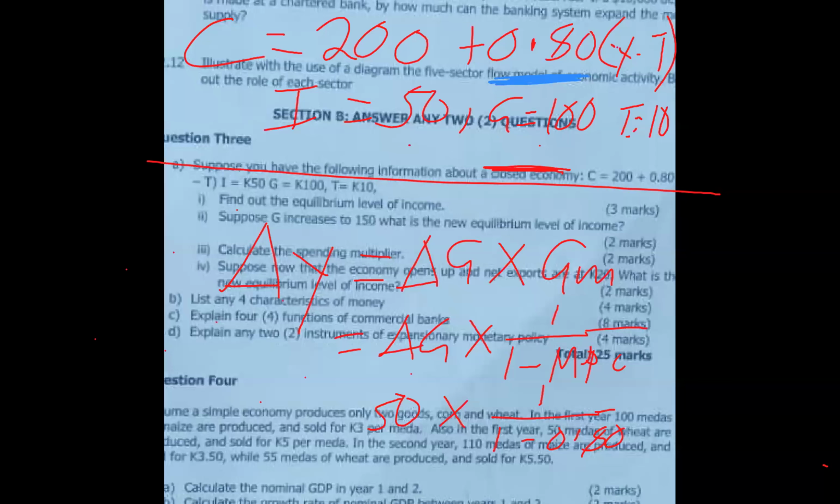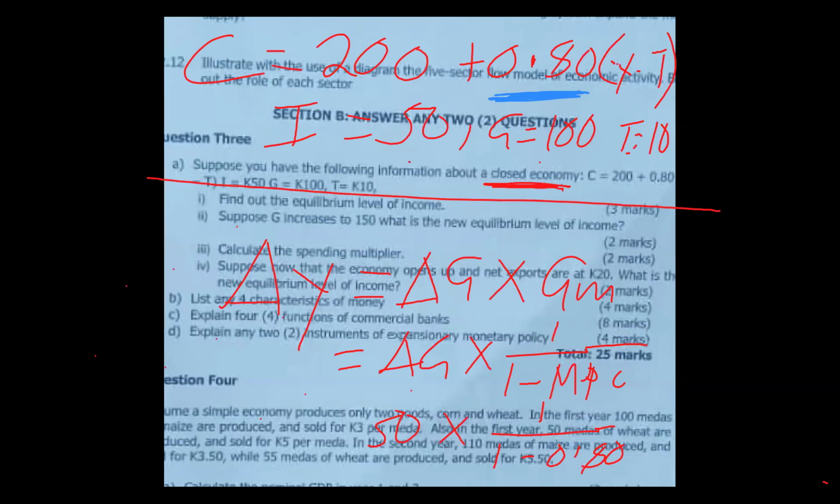So now let's go ahead and find this. What is 1 divided by 1 minus 0.8? This will be 0.20 when deducted from 1. So what is 1 divided by 0.20? Should be 5. Thank you. 5 times 50, giving us 250, right?